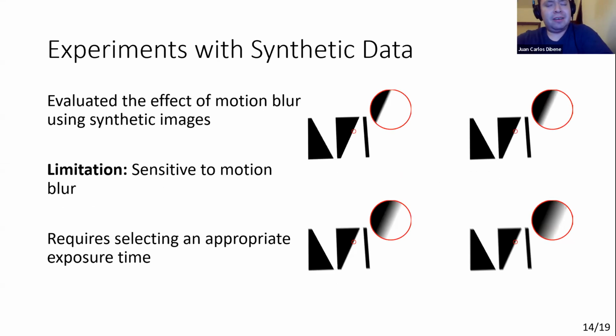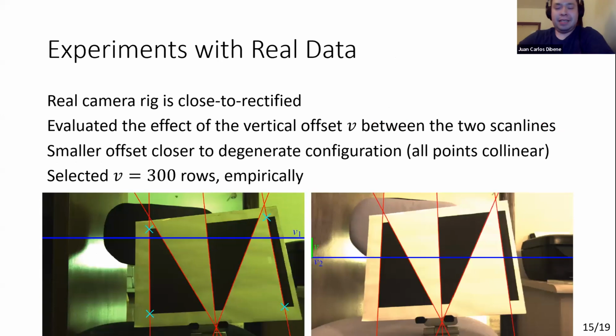And next, our objective was to determine how sensitive our method is to motion blur. So we tested on synthetic images, and we found that, yes, it is quite sensitive to motion blur. So we have to be careful when selecting the exposure of the camera, how much brightness we want in the image, among other things. And after that, we moved on to evaluate our method with real data.